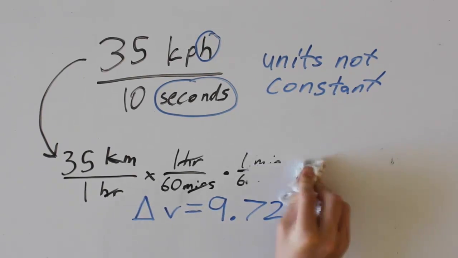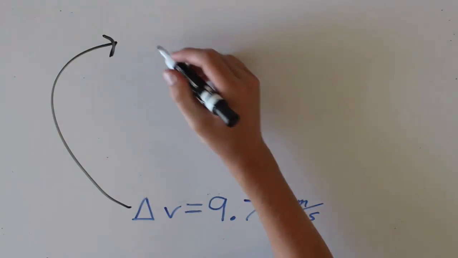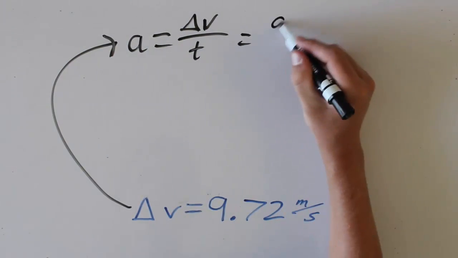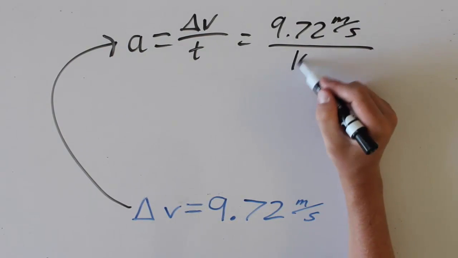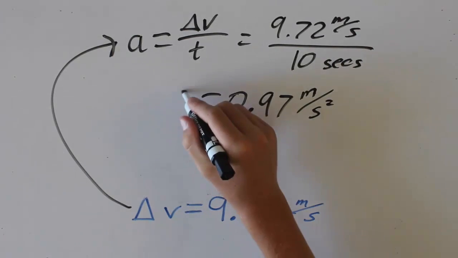If we multiply all of this out, our equation for average acceleration will have a constant unit of time. We get 9.72 meters per second divided by 10 seconds. This will turn out to be about 0.97 meters per second per second.